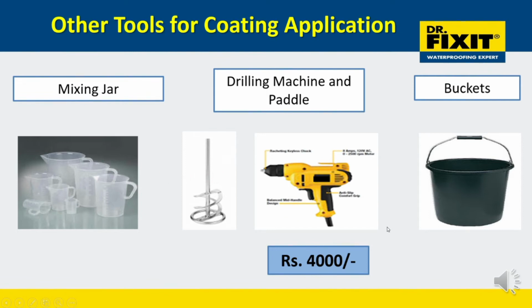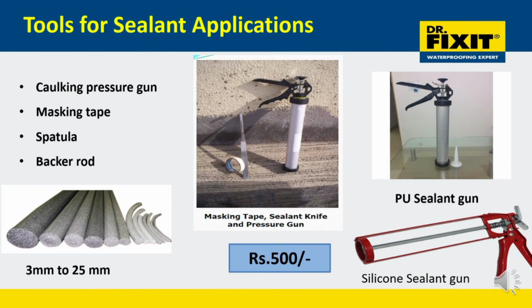For sealant application, I always recommend using PU sealant guns and silicone sealant guns. Use backer rod instead of thermocol. You can use 3 mm to 25 mm backer rods. So these are the tools which you should always use when doing sealant application: caulking pressure gun, masking tape, spatula, and backer rod. These are the masking tapes, this is the spatula. These things you should use for the application of sealant. So this is a small piece of information which I would like to share on the sealant application process.